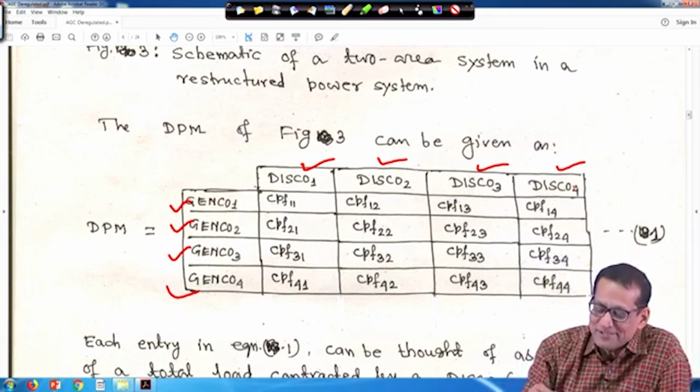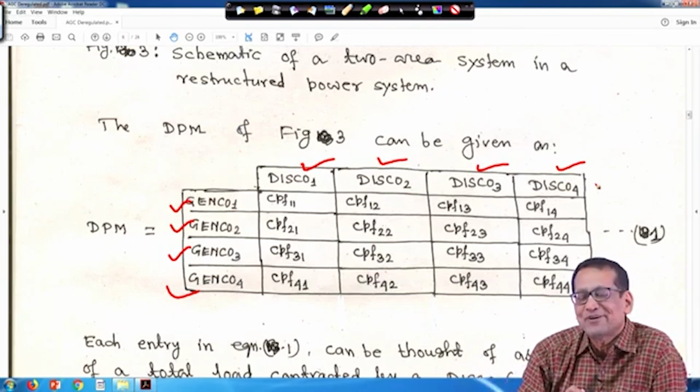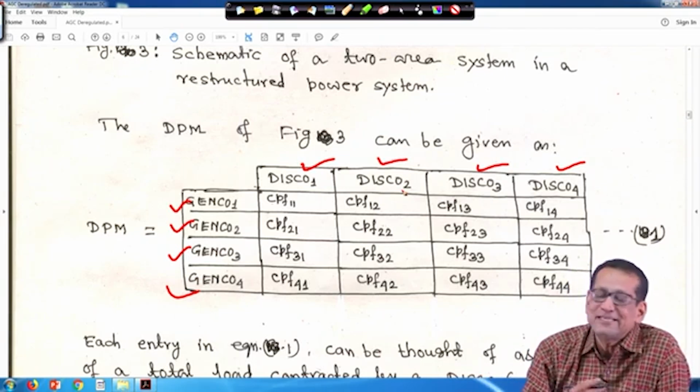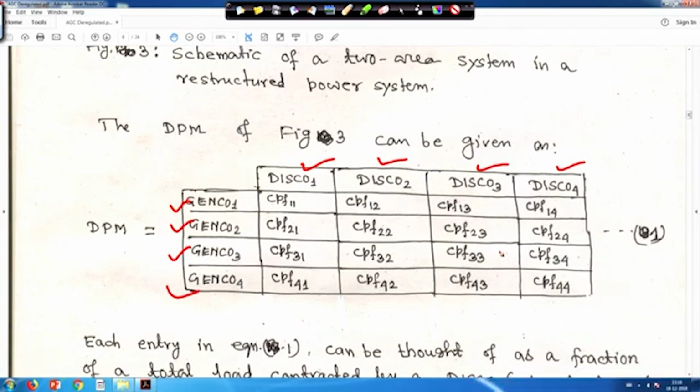Suppose in area 1 you have one more DISCO, then DISCO 1, DISCO 2, DISCO 3 will come in area 1, and DISCO 4, DISCO 5, DISCO 6 will come for area 2. Or if there are 3 distribution companies in area 1, then DISCO 1, 2, 3 will be there, and then DISCO 4, DISCO 5. So, accordingly you have to take.